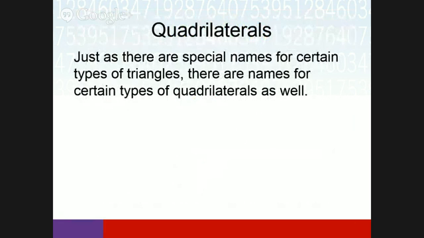Quadrilaterals. Again, triangles, we've already kind of talked about classifying triangles. We have equilateral triangles, isosceles triangles, right triangles, acute triangles, all these different names for special triangles. Quadrilaterals are kind of in the same category. There's a lot of different quadrilaterals.